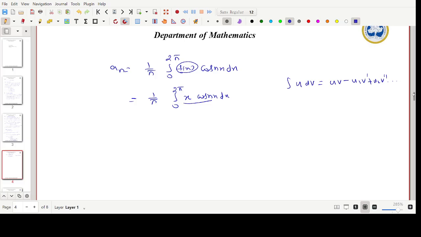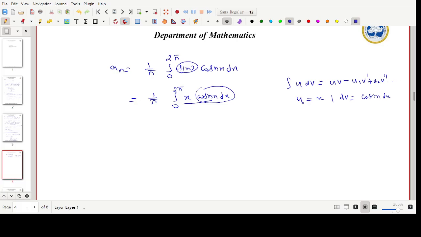Suppose I choose the u function as cos nx. It will never converge to 0. So a better choice is to choose our u function as just x. Next, what about our dv function? The rest of the remaining form is our dv. So dv is nothing but cos nx dx.